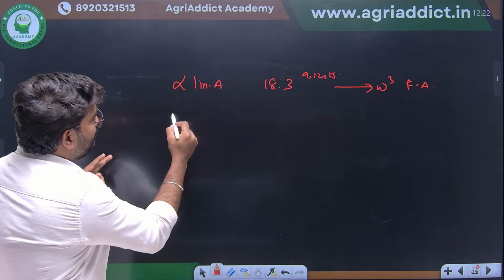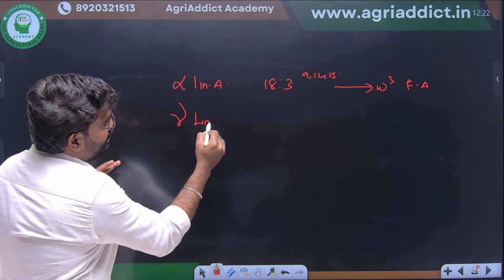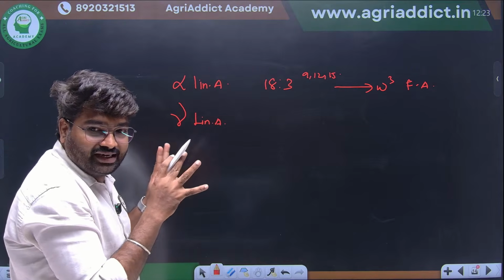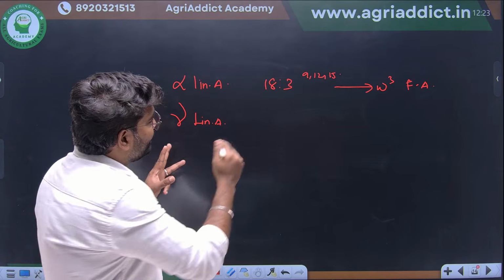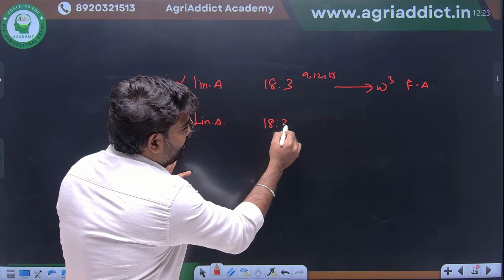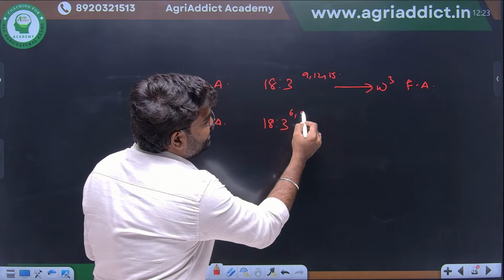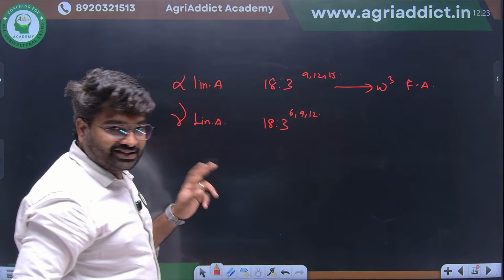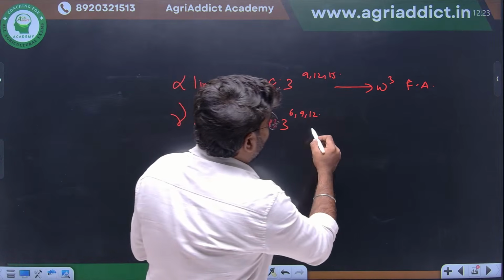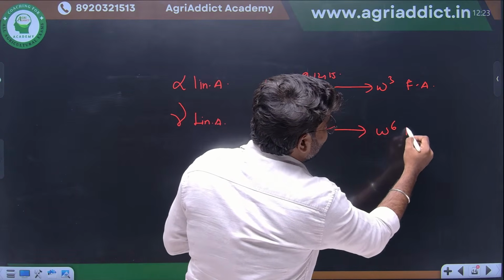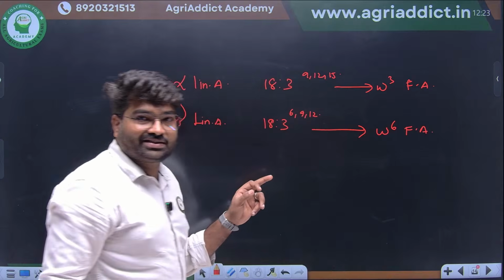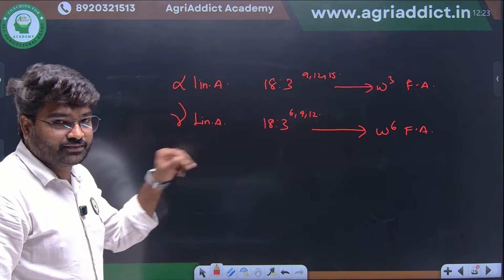Then we have to know about gamma linolenic acid. The specialty of gamma linolenic acid is that it also has 18 carbons and 3 double bonds, but the positions of the double bonds are at 6, 9 and 12. This is clear, so it is an omega 6 fatty acid. I hope this is clear.